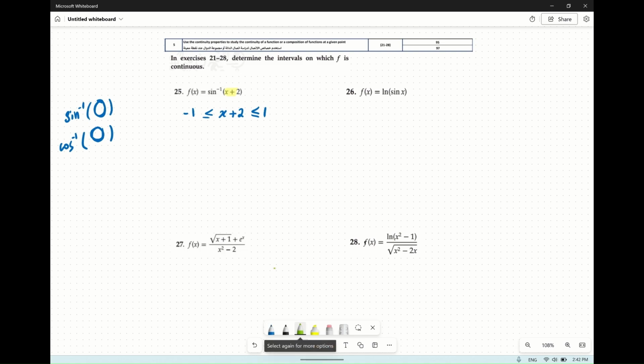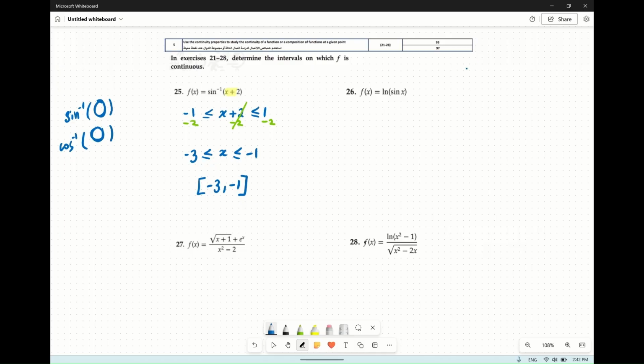Now I need to solve for x. So in order to solve for x, I can subtract 2 from all sides. Plus 2 minus 2 will get cancelled. So now x is between -1 minus 2, which is -3, and 1 minus 2, which is -1. So now I will say that the interval is from -3 to -1. And that's it.